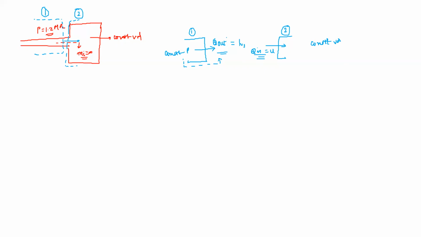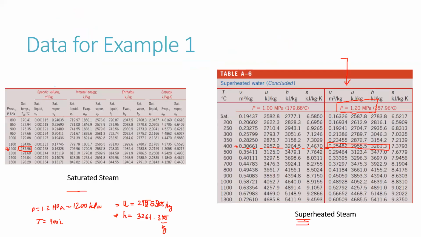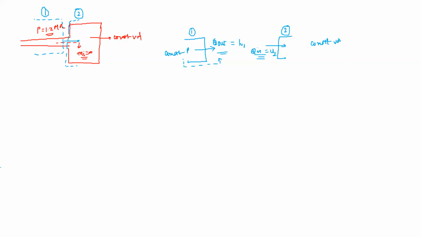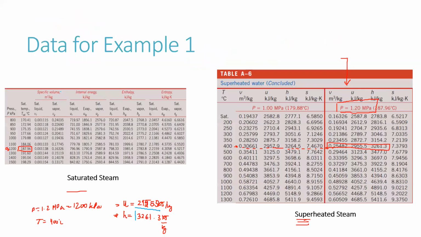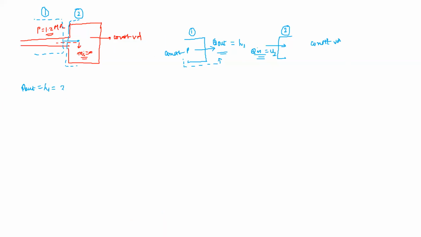So you have to see that Q out is actually the enthalpy of state 1, while Q in is actually the internal energy of state 2. We know the enthalpy of state 1 at which the steam is maintained. It is 3261.3 kilojoule per kg. So we know that H1, the heat that is moved out, is 3261.3 kilojoule per kg.